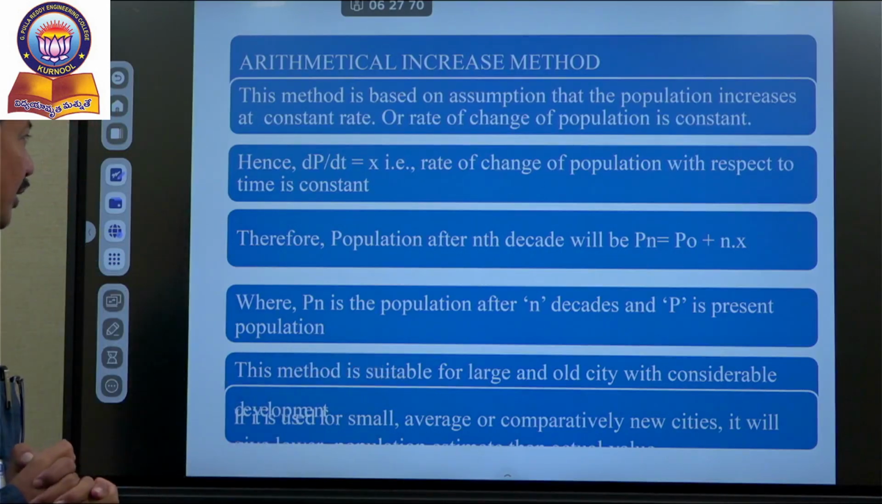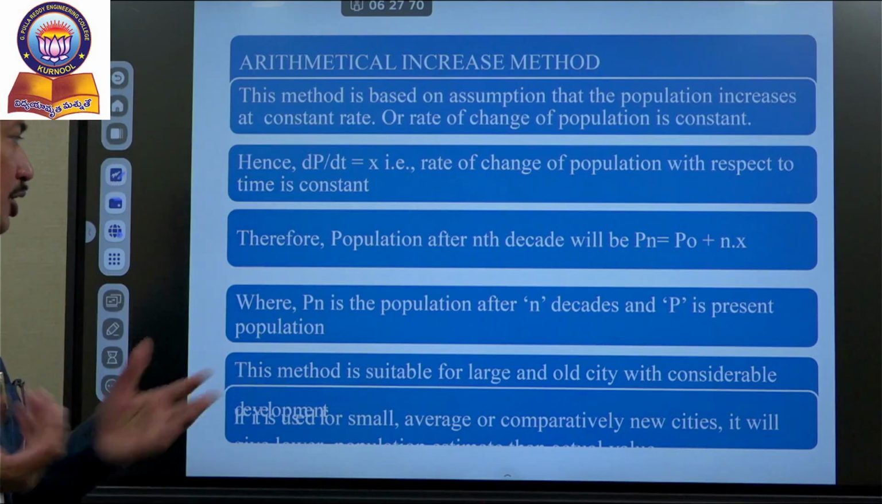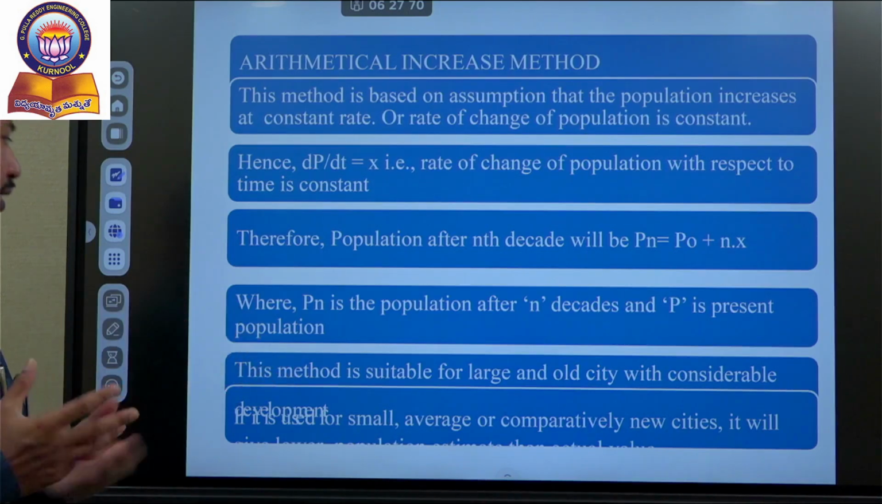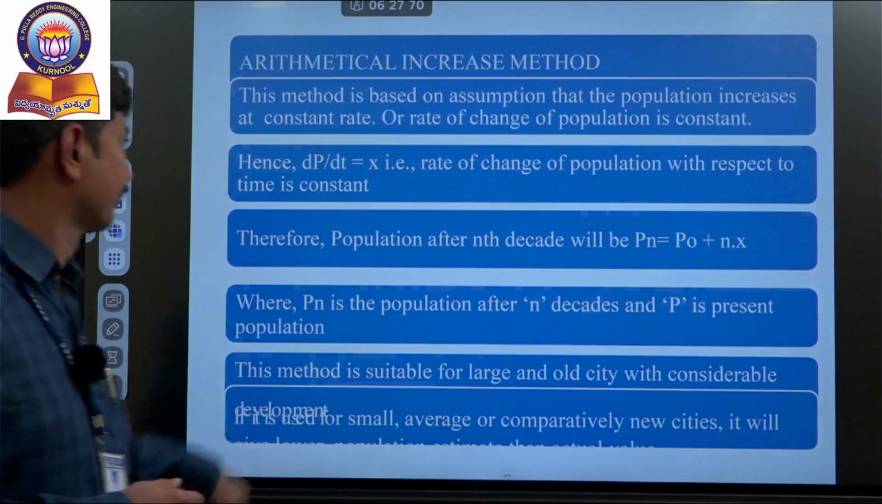In this method, what is the formula? Very simple formula: Pn equals P naught plus n x bar, where Pn is called the predicted population, the future population. P naught is the present population, the latest. n is the number of decades we estimate. x bar is the average, the arithmetic mean.